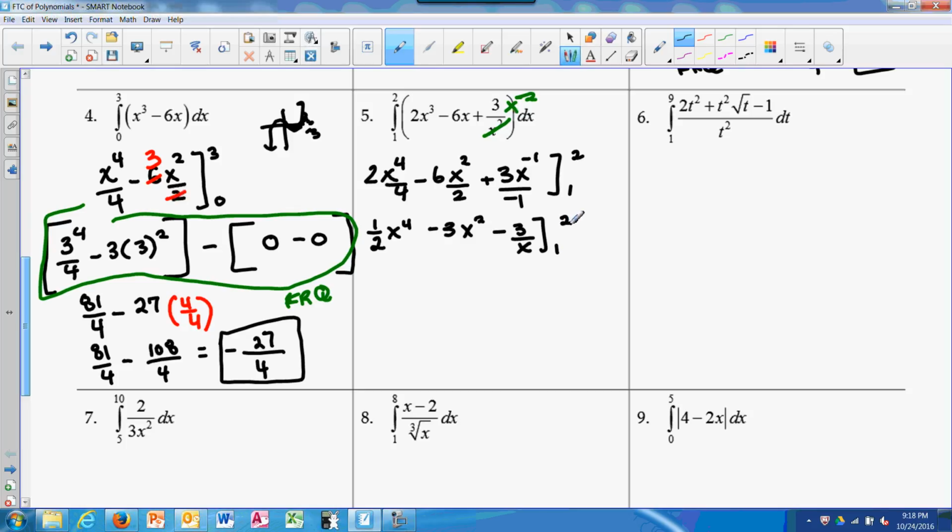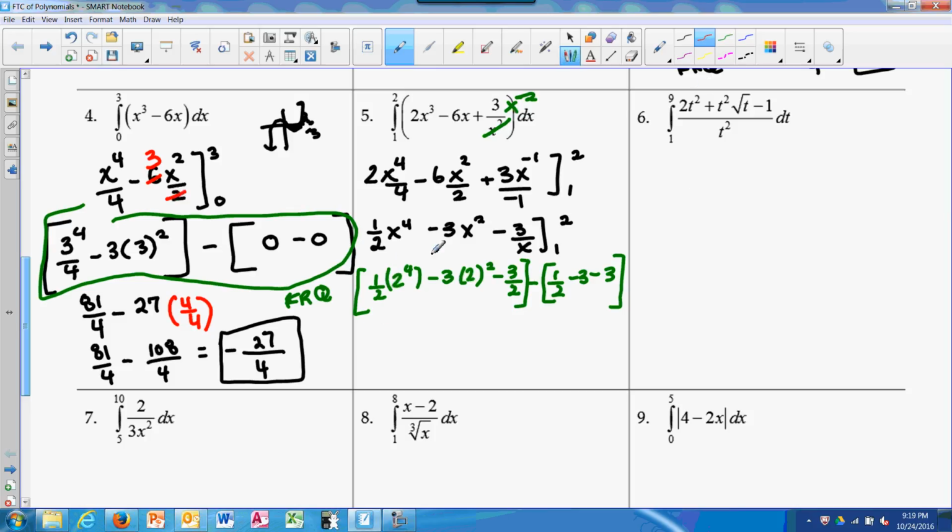So if I simplify first, I have 1/2 x to the 4th minus 3x squared minus 3 over x from 1 to 2. Now for my free response answer, all that's required is that I substitute in the top minus the bottom. So 1/2 2 to the 4th minus 3 2 squared minus 3 over 2 is my top. I'm going to close off those parentheses. Minus, substituting 1 in, I have 1/2 minus 3 and minus 3 again. So that would be my free response answer.